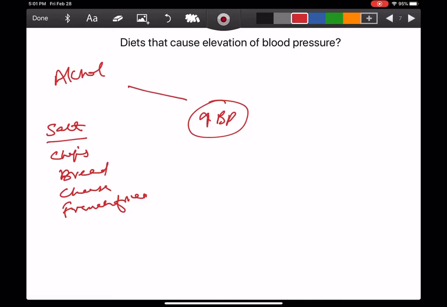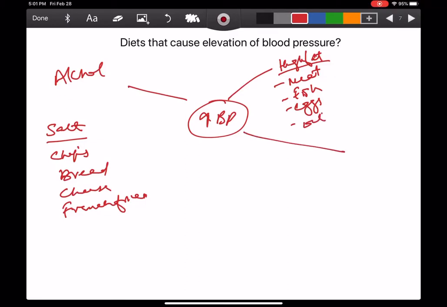The next category of foods that put you at a risk of becoming hypertensive and increase your blood pressure is foods that have high fat content, like meat, fish, eggs. The next category that increases your blood pressure is any kind of oil, including olive oil, coconut oil, or canola oil.